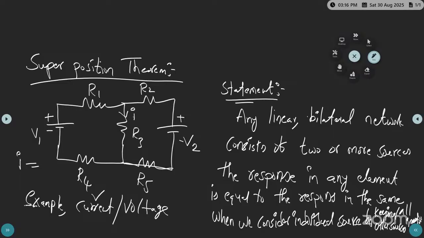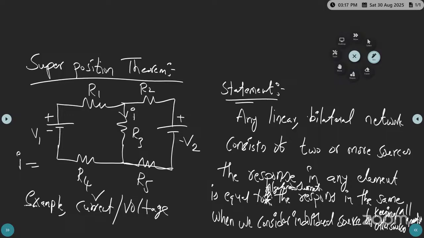So the superposition theorem states that in any linear bilateral network consisting of two or more sources, the response in any element, you have to write the total statement, is equal to the algebraic summation of the response in the same element when we consider an individual source by keeping all other sources inactive. Here one term was missing: algebraic summation.